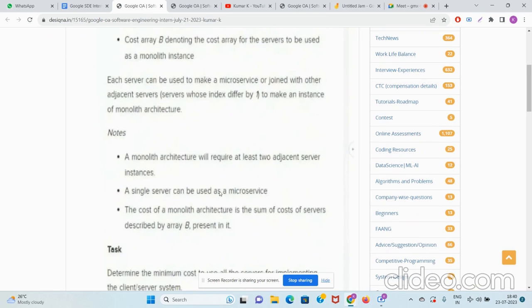A monolith architecture will require at least two adjacent server instances. A single server can be used as a microservice. The cost of a monolith architecture is the sum of the cost of servers described by array B.